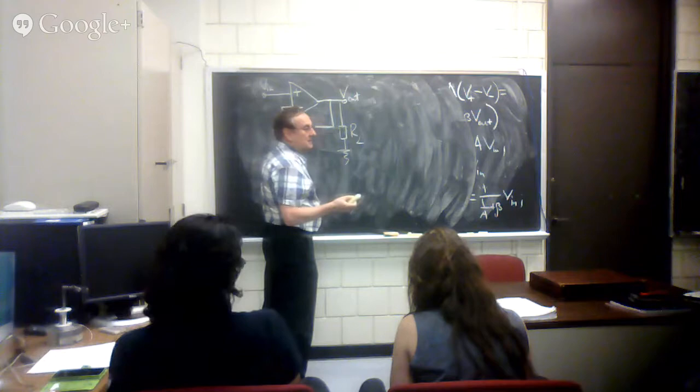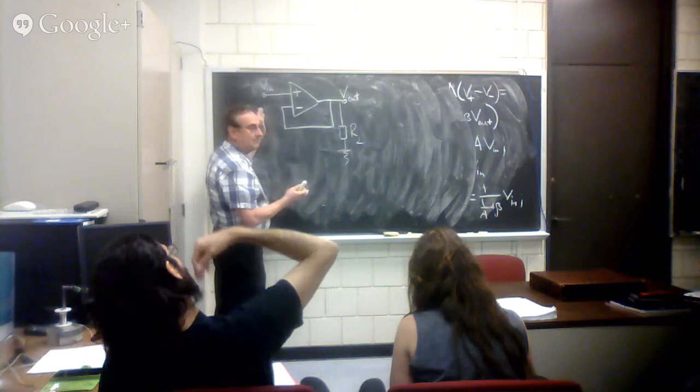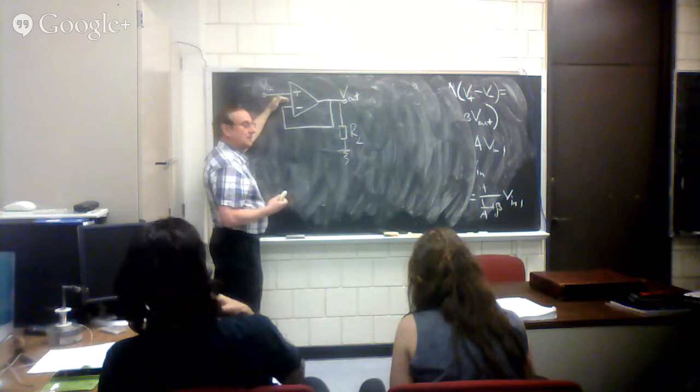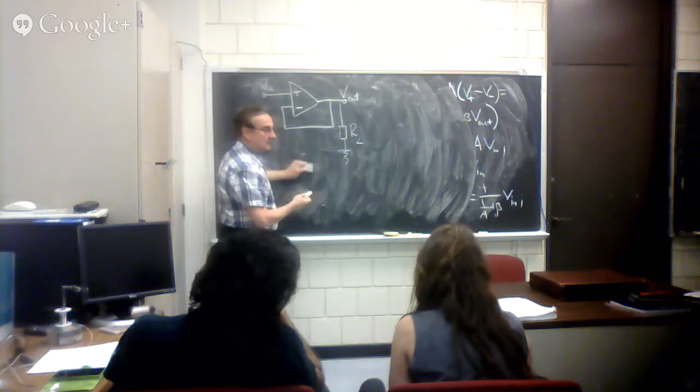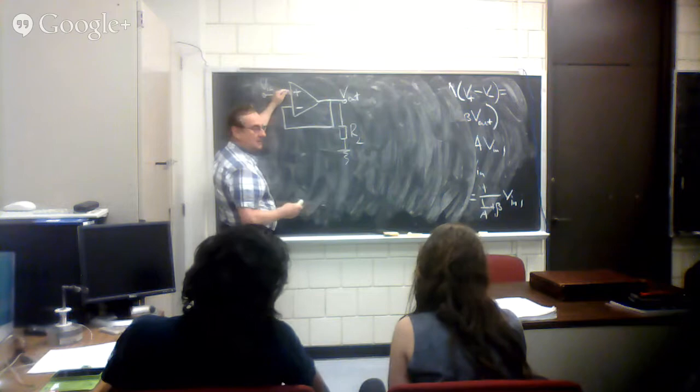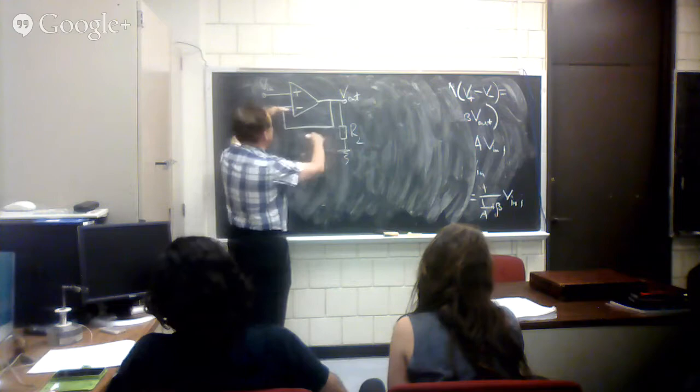But here, the advantage is that the input is infinite. You don't have beta times RL, beta being 100. You don't have that. You have 10 to the 12 ohms, no matter what you do there. It's perfect. And the tail repeats what the mouse is doing.